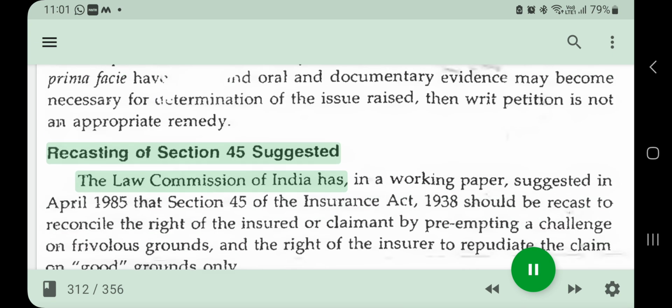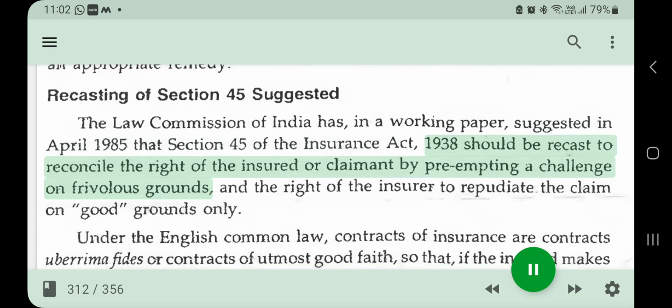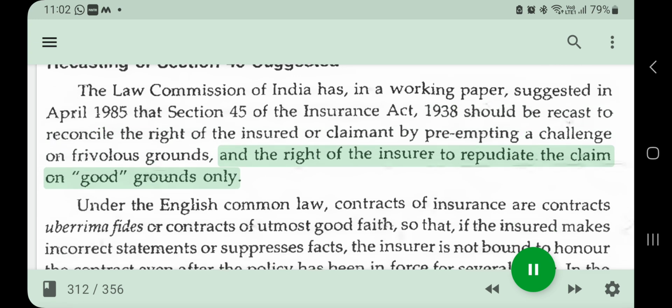Recasting of Section 45 suggested. The Law Commission of India has, in a working paper, suggested in April 1985 that Section 45 of the Insurance Act, 1938 should be recast to reconcile the right of the insured or claimant by pre-empting a challenge on frivolous grounds, and the right of the insurer to repudiate the claim on good grounds only.